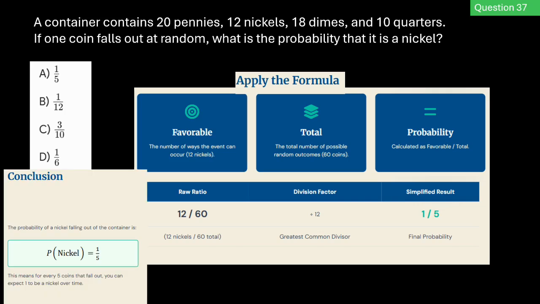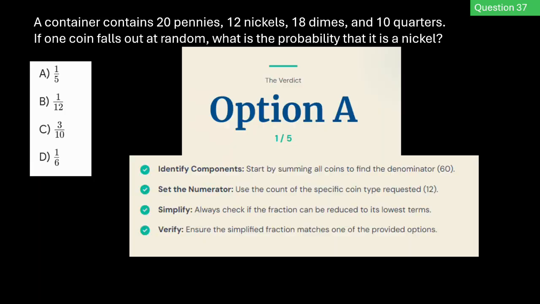To summarize, solving a fundamental probability problem is a two-step strategy. You find the total combined pool, and that is your denominator. Isolate your target group to set your numerator, and reduce the fraction to the lowest terms. The simplified ratio of 1/5 gives us our correct answer.